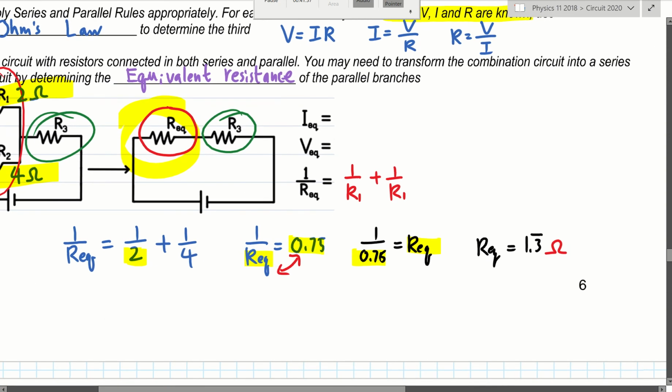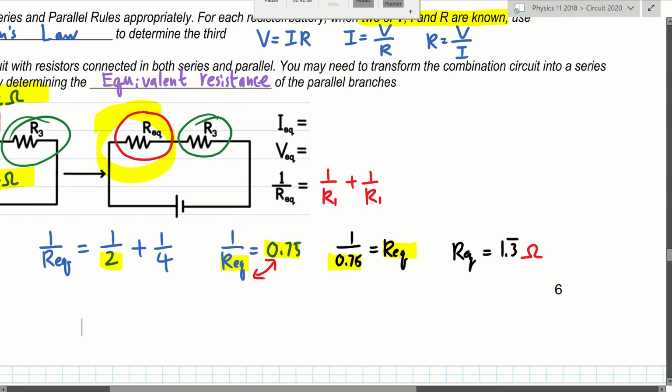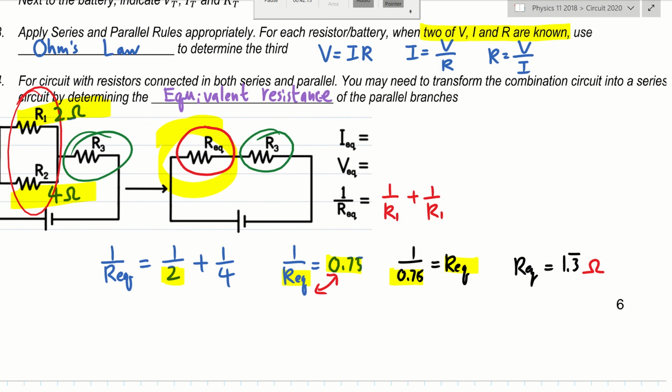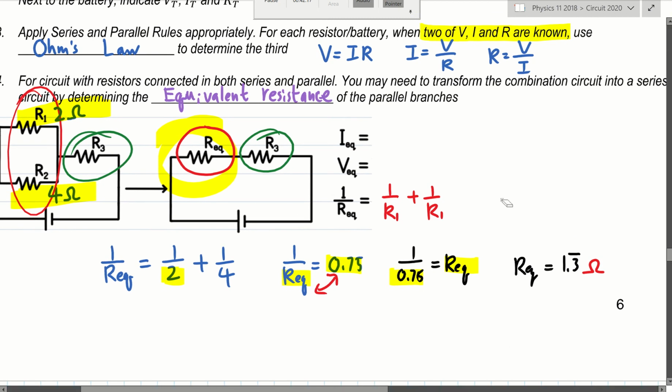If you're adding things in parallel, the answer should be less than the smallest one that you just added. So if the smallest branch is 2 ohms, then your equivalent resistance at the end should be less than 2 ohms. It's 1 over R1 plus 1 over R2, of course.